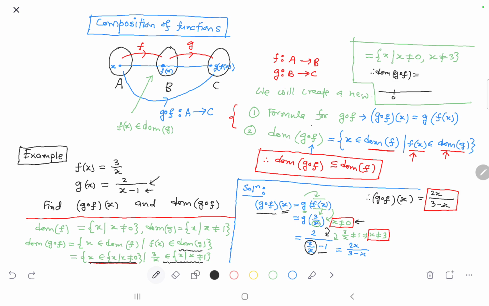So if you look at the real line, 0 and 3 here, using interval notation, it is negative infinity to 0, union 0 to 3, union 3 to infinity. Got it? Okay. So it is very important to understand how to find the domain of g composition f. We take those elements from the domain of f. So the first restriction on X you get from the domain of f. Then the second restriction you get is that f of x is inside the domain of g. So both restrictions you have to take, actually the common part. Okay? Any question?